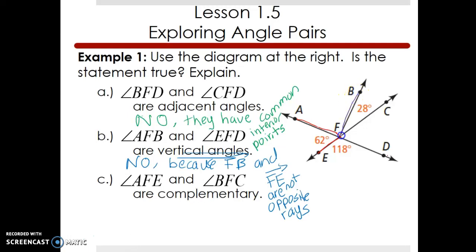So BFC, are they complementary? To figure out whether it's complementary, if you remember the definition, it has to add up to 90 degrees. So let's try this. 62 plus 28. That gives me 90. Good.